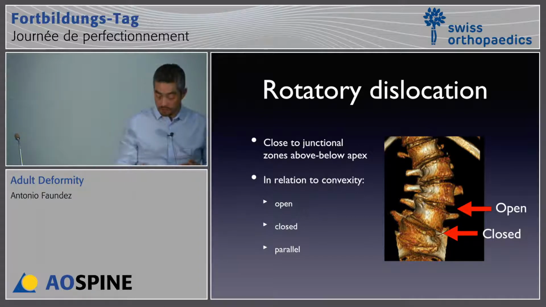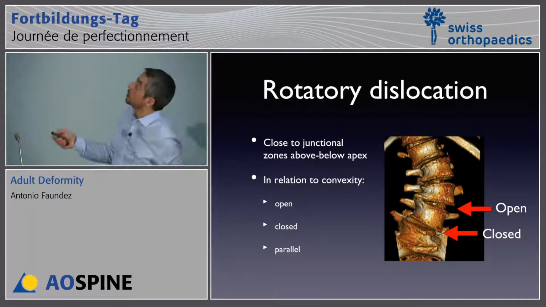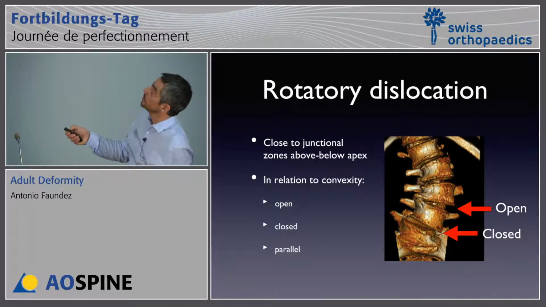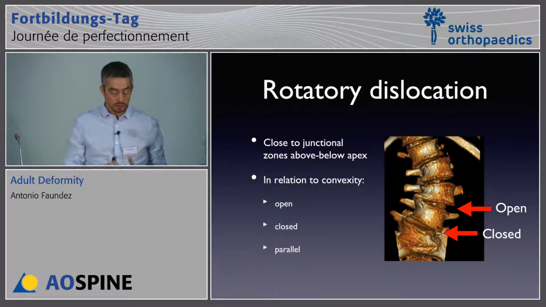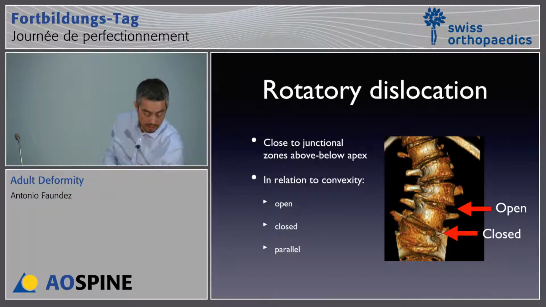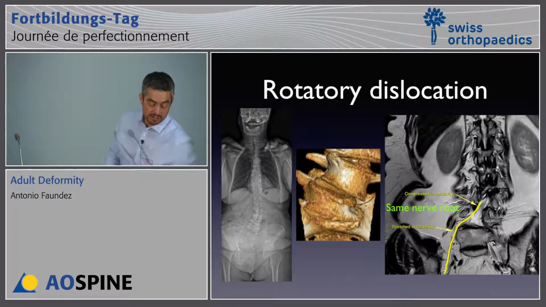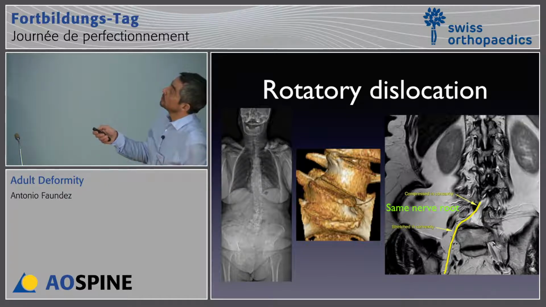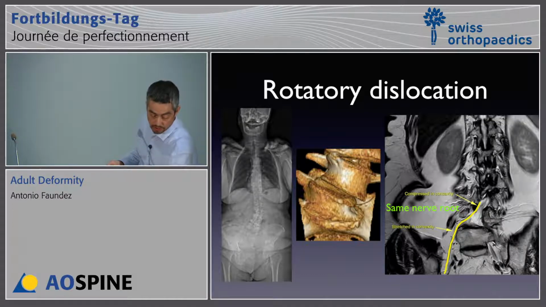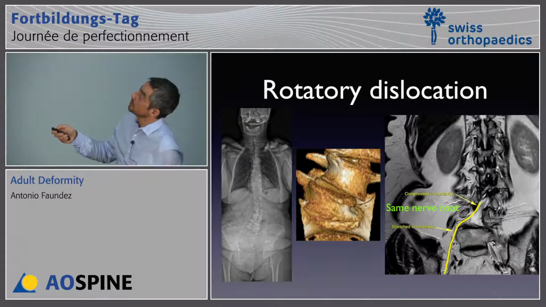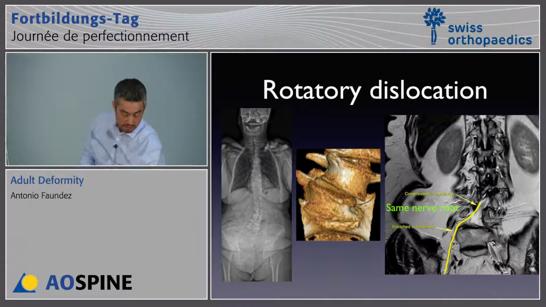If you look at the convexity here, you can have an open dislocation or a closed dislocation, or if the end plates are parallel, a parallel dislocation. It's important to understand because, as I said, on the concavity side, you can have a compression of the nerve root on this side, but if you go down to the level below where there is this closed dislocation, on the other side you can have a traction of the nerve root because it's plunging down into the contour curve.